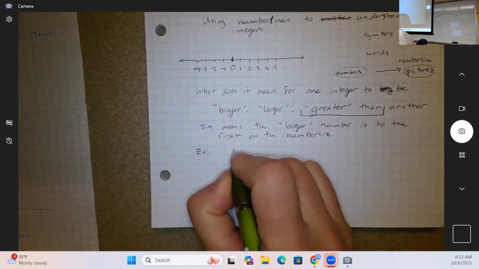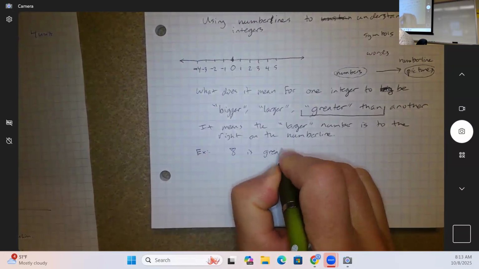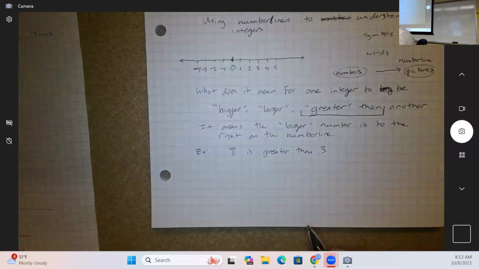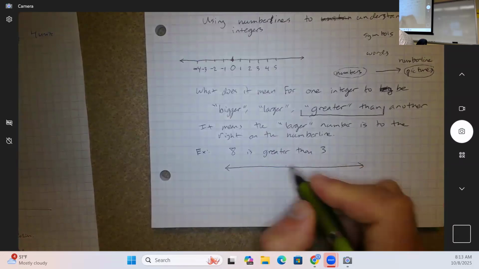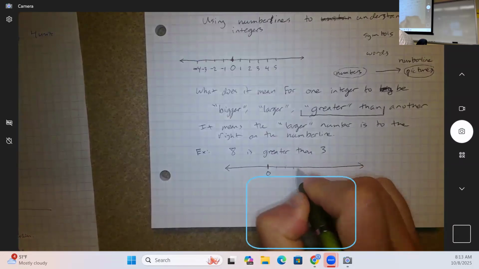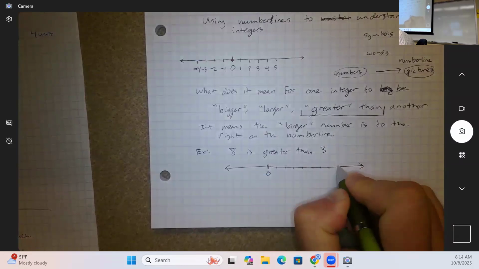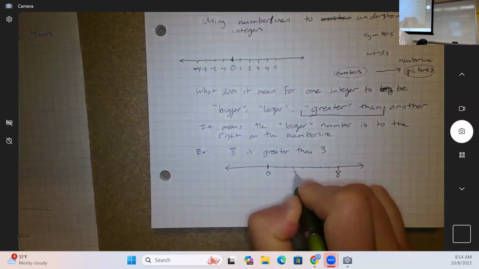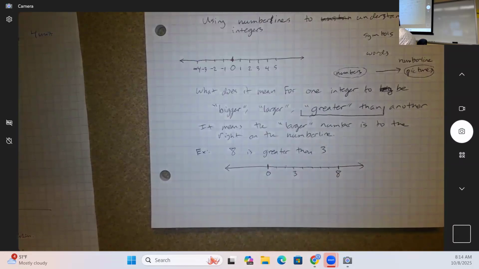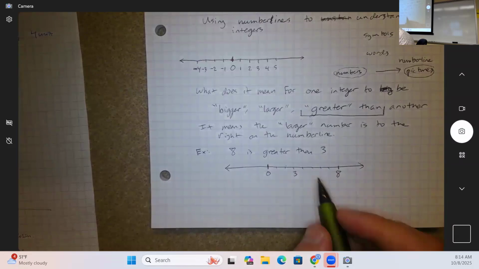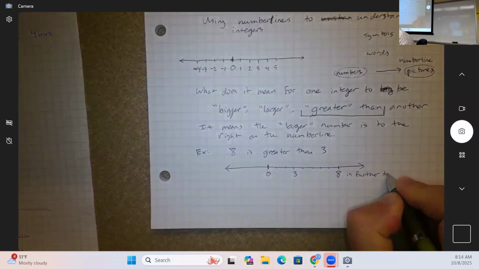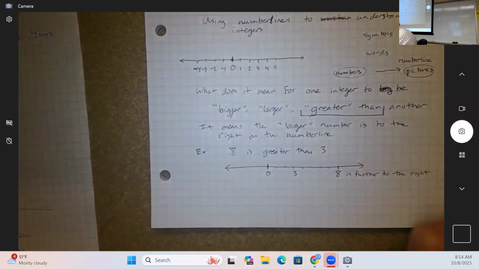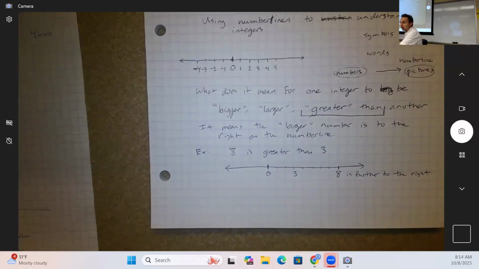Some examples here. 8 is greater than 3. Can you still see that? Yeah. Because if I draw my number line, and I usually like to center it at 0, but here, because I'm going up to 8, I'm going to not center it quite at 0, right? 8 is greater than 3 because 8 is further to the right. We can do that with any integers. I'll do a couple more examples.